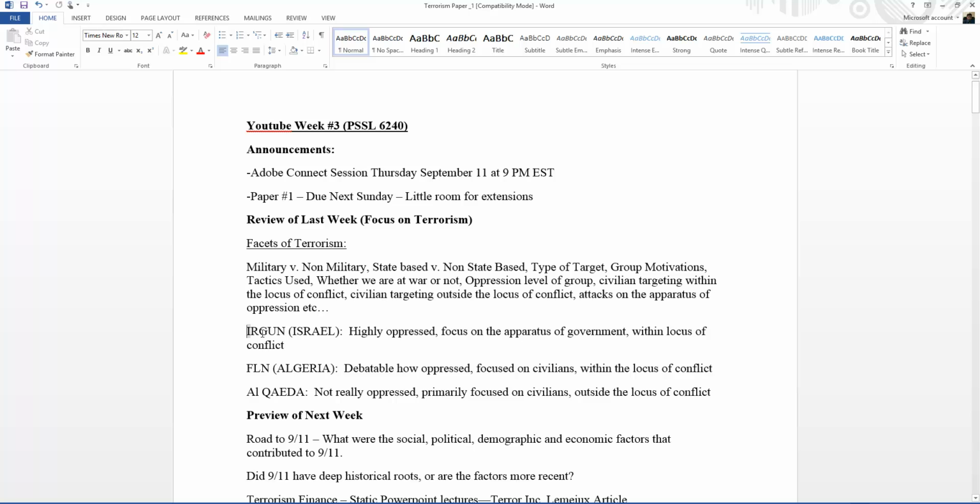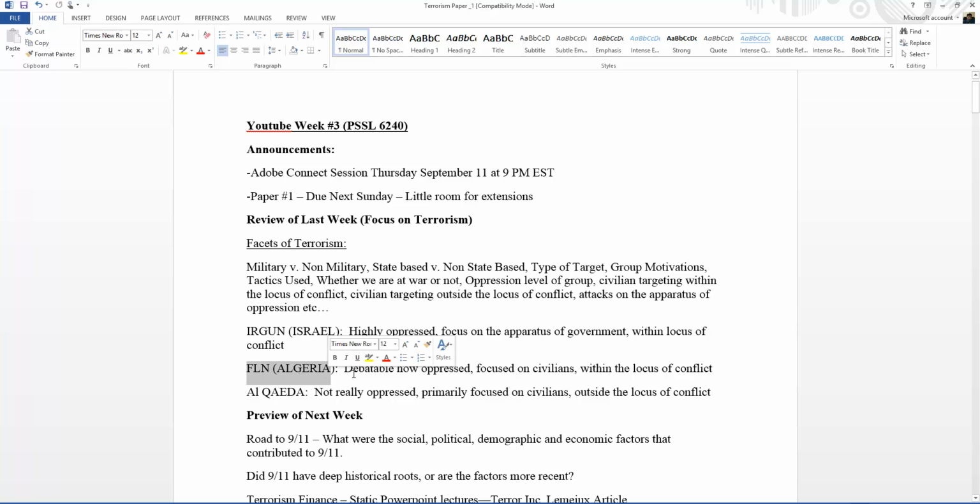And just to clarify the example, Israel, again, it's debatable, but you can make the argument that because of the Holocaust, the Irgun was a highly oppressed group that focused on the apparatus of government, not on random civilians, and their focus was on the locus of conflict. So you can make the argument that the Irgun was not a terrorist organization, and you'll see that more clearly in a bit. Again, it's subject to the beholder, but here's an argument.